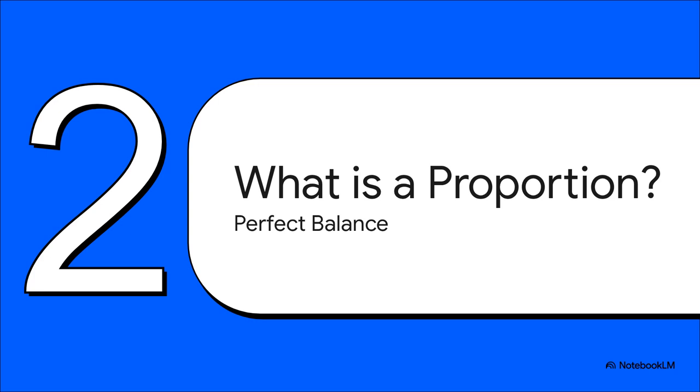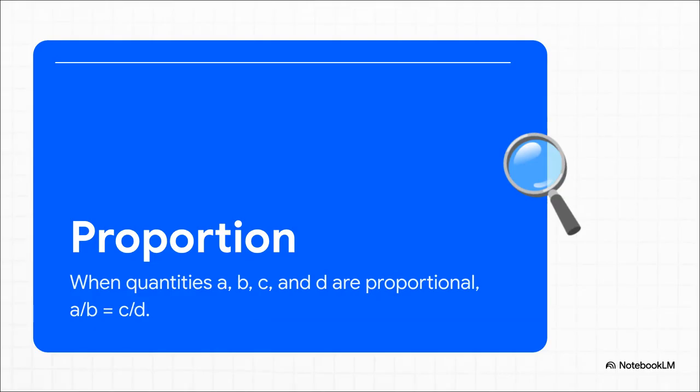What is a proportion? The concept of perfect balance. We're not going to treat this like some scary rule, okay? Just think of it as a perfectly leveled seesaw on a playground. So, when we say quantities A, B, C, and D are proportional, it literally just means the ratio A over B is exactly equal to the ratio C over D. In other words, a proportion is just two ratios that are perfectly equal to one another. They represent the exact same relationship, just written with different numbers.